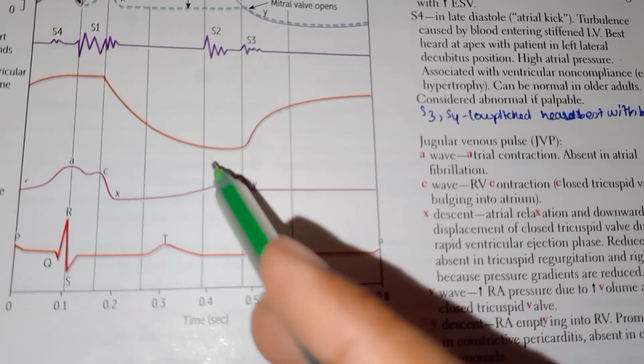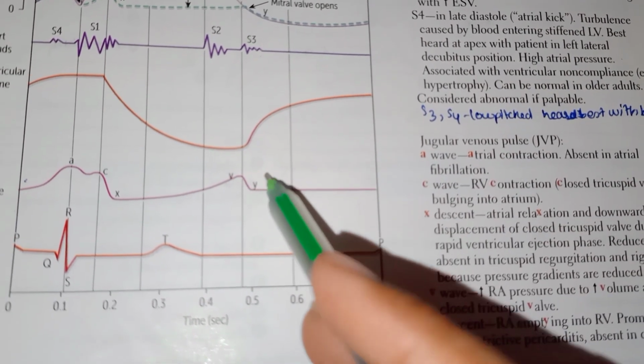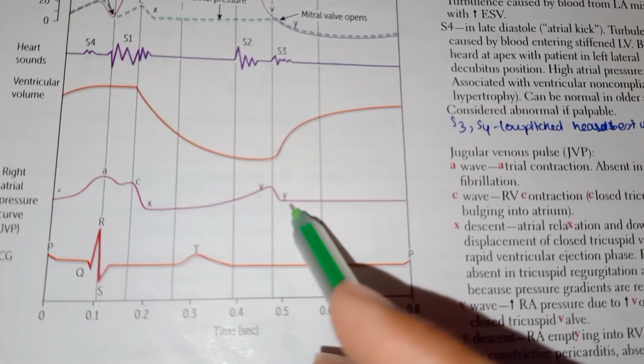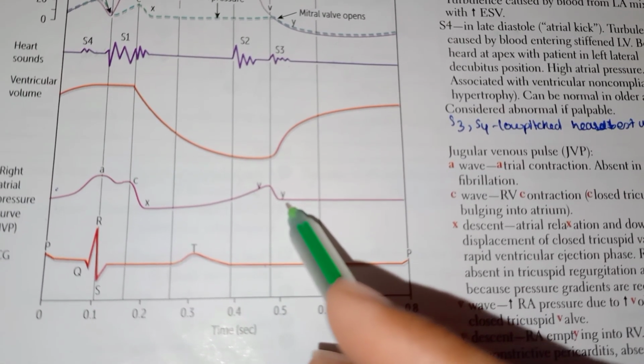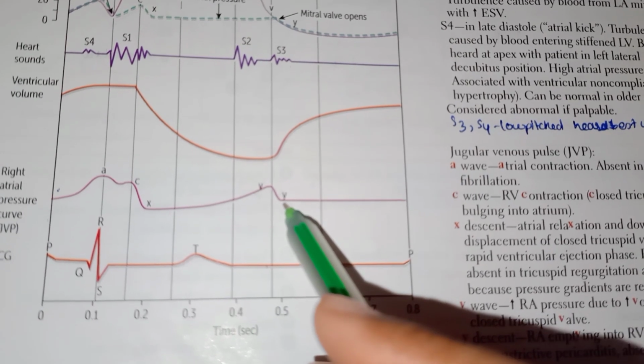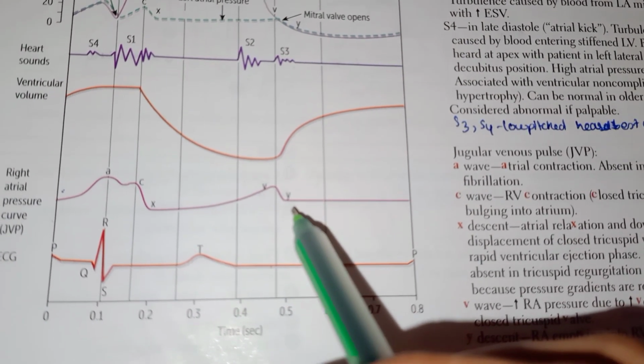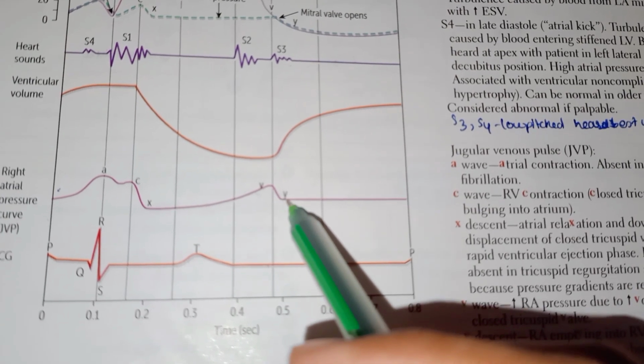So now as the right atrial pressure is increased, again it will empty into the right ventricle. So that is the Y descent. This Y descent is prominent in constrictive pericarditis. Why? You can understand, because there is more constriction, so more blood will be squeezing into the right ventricle from the right atrium. It is absent in cardiac tamponade.